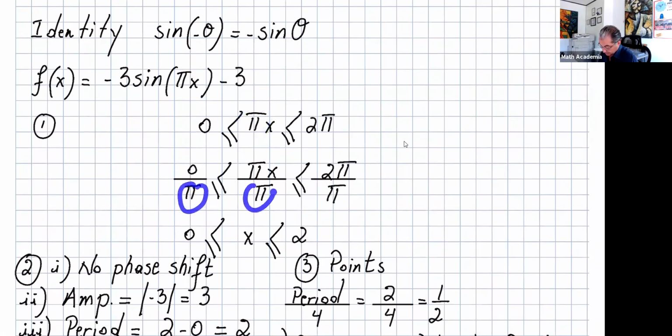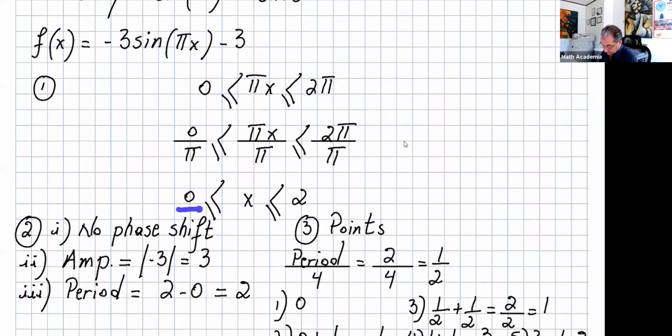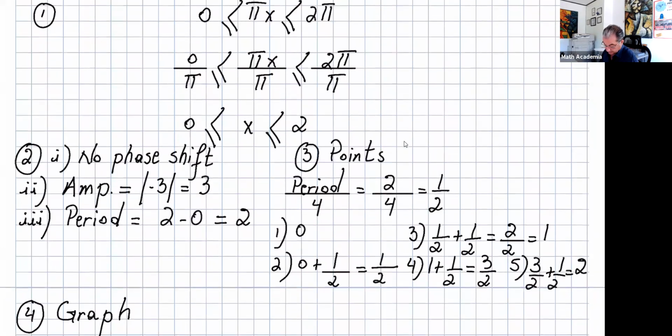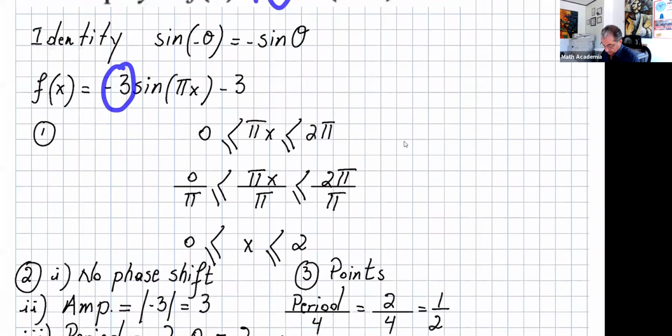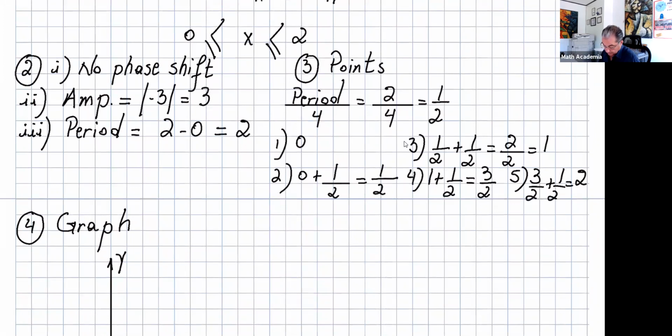How do we isolate x? We divide every single term by pi, so you get 0 less than x less than 2. Pi is gone. We just have a number, but there's no problem with that. We can continue the same way we were graphing. We start from 0, so no phase shift. The amplitude is the absolute value of negative 3, which is that number now, not this one, and it's 3. So the period is that number minus that number. 2 minus 0 is 2. And so we have all this information.